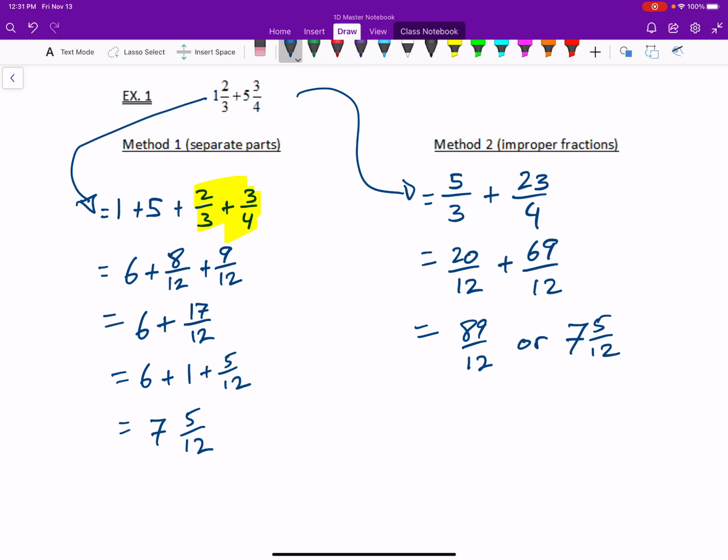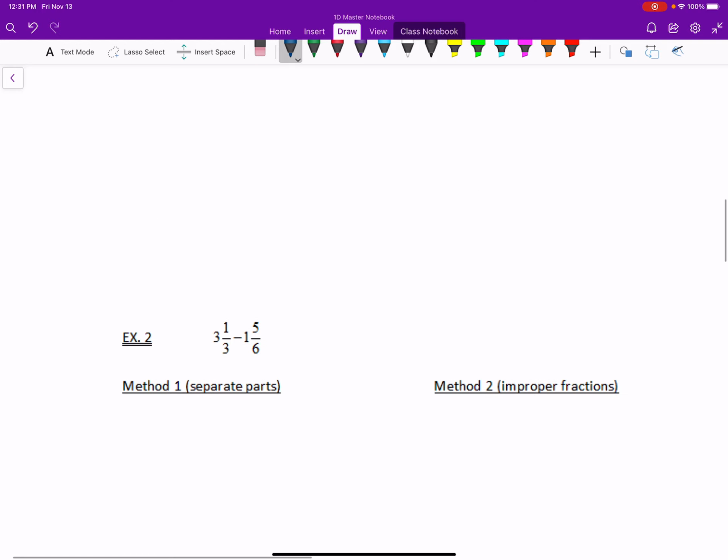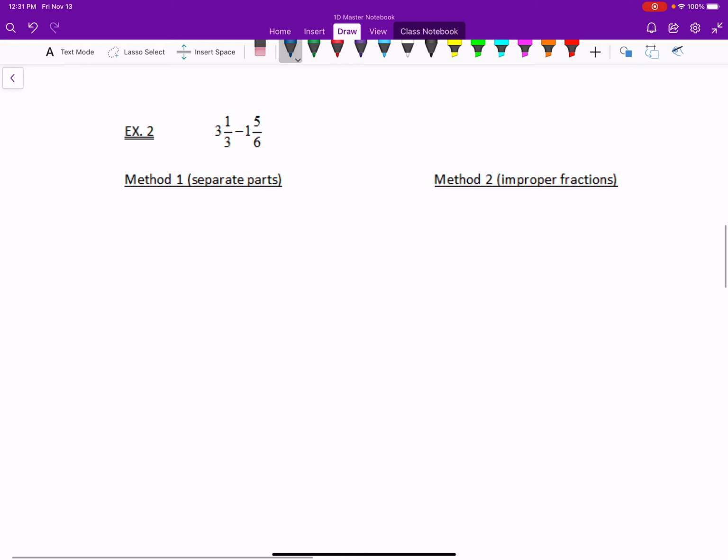Notice how that's the exact same answer as I got using method 1, because, of course, the answers have to be the same. If I want to subtract, exact same thing. It's a bit harder for subtraction because sometimes we have to play around with the numbers we've got. But if I want to combine them, I could do 3 minus 1 plus 1/3 minus 5/6. Again, already looking a bit confusing to me, but let's carry it through.